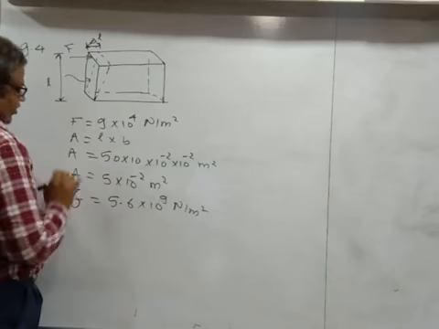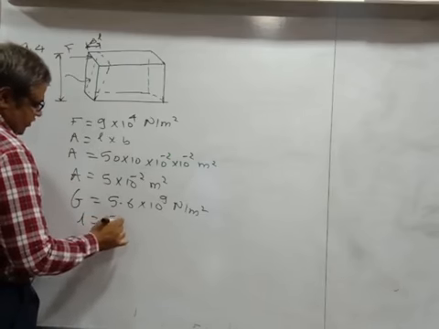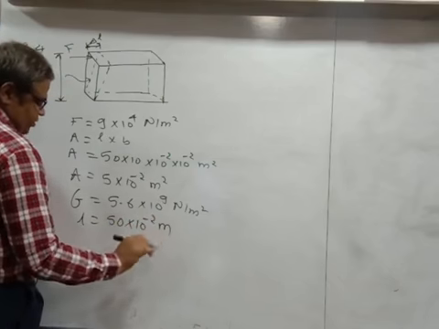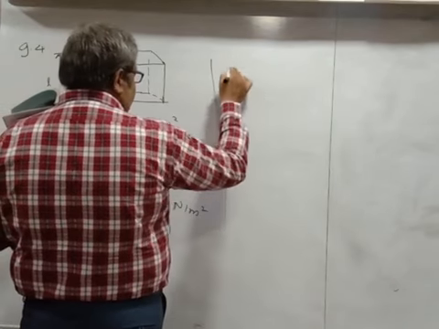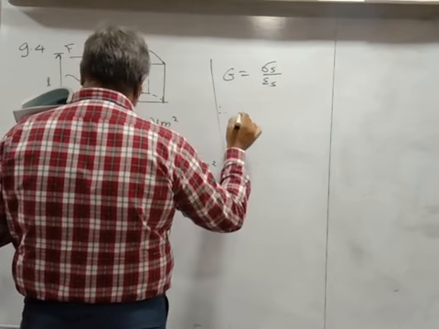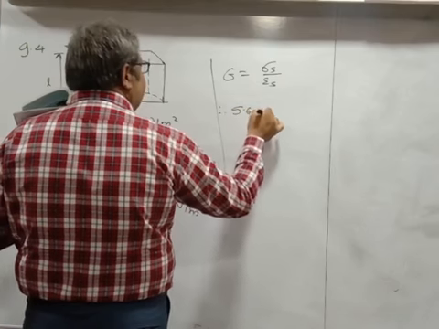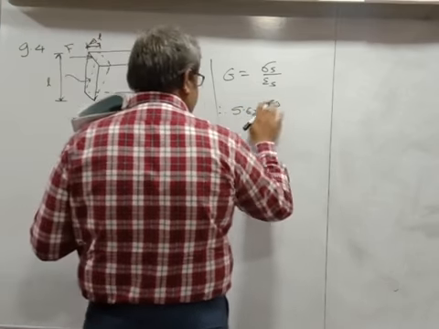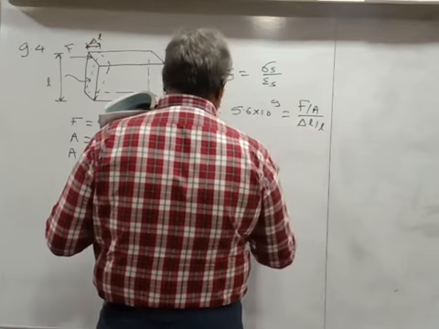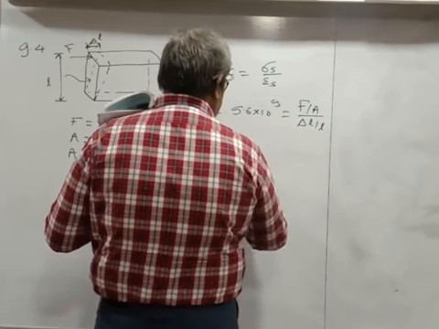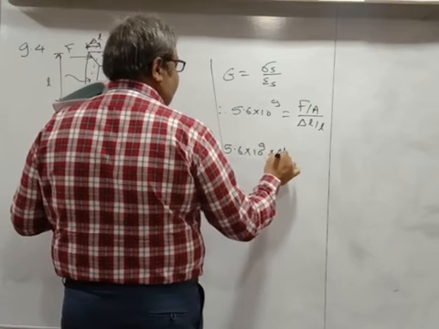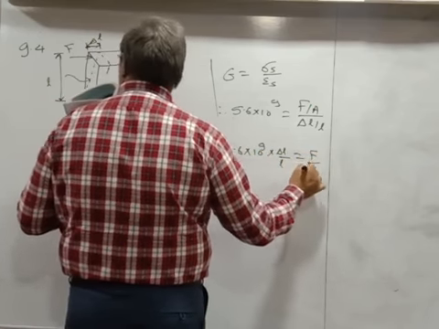Now here how much will we get for L? So L must be equal to 50 into 10 raised to minus 2 meter. Now shear modulus is again shear stress upon shear strain. So this is 5.6 into 10 raised to 9, equal to F divided by A upon delta L divided by L. So 5.6 into 10 raised to 9 into delta L divided by L is equal to F divided by A.